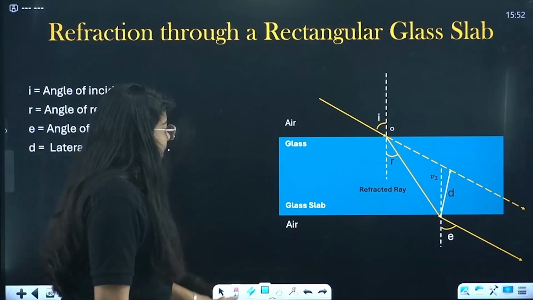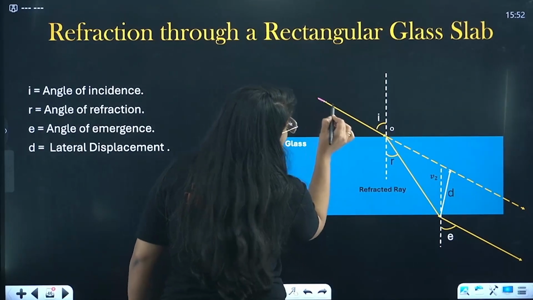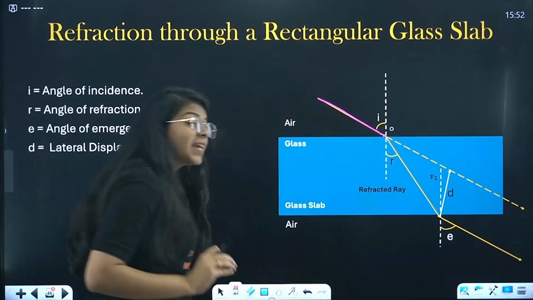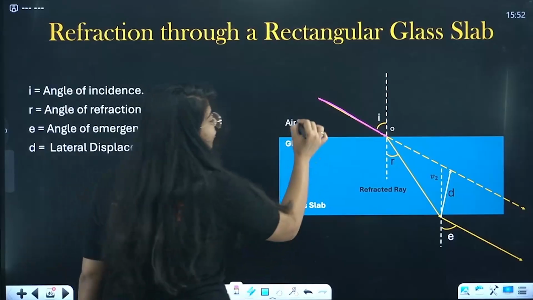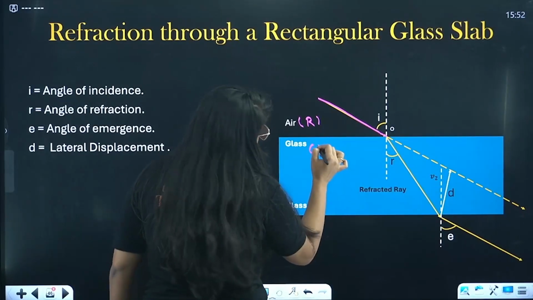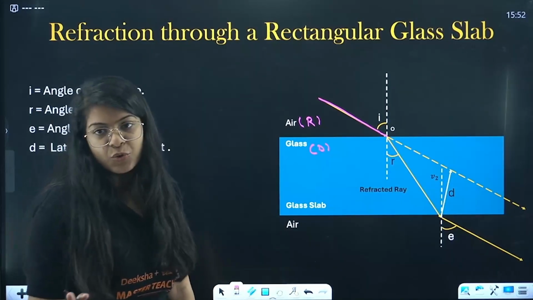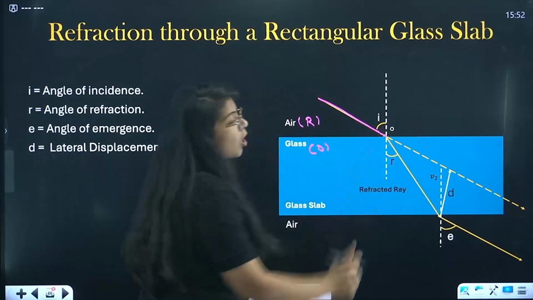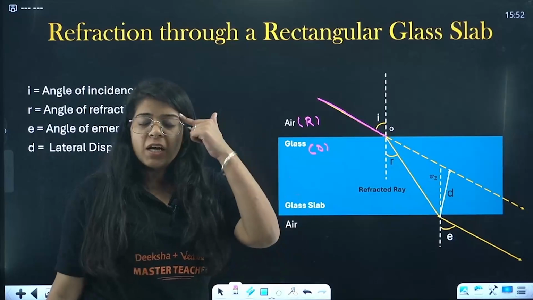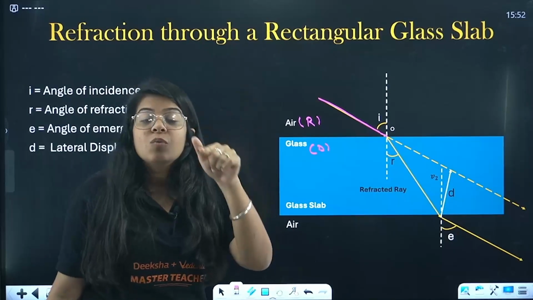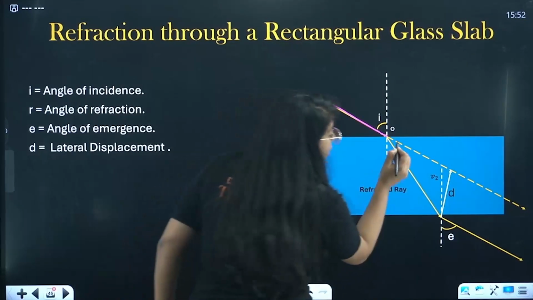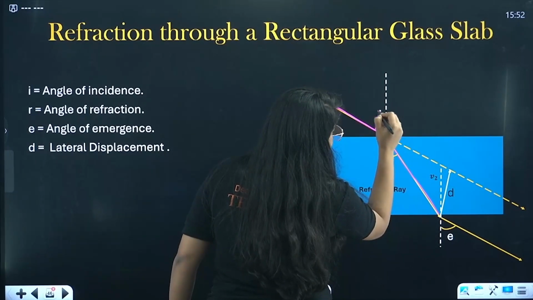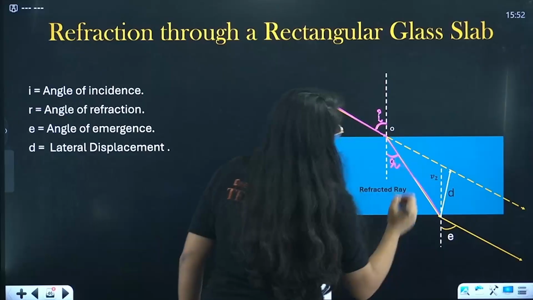Now beta, see, this incident light is going from air, hitting that glass interface, right? Air is rarer and glass is denser. That is the most basic thing you should know. From rarer to denser, the ray bends towards the normal. So it will not go straight, it will bend towards the normal. So this is your incident angle, this is your refracted angle.